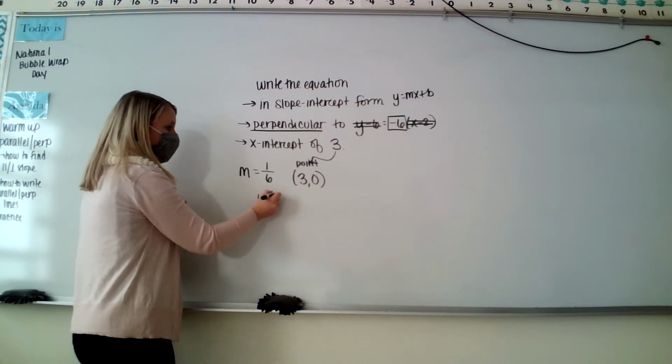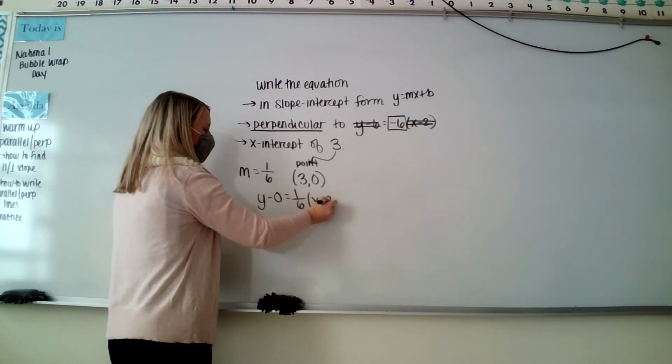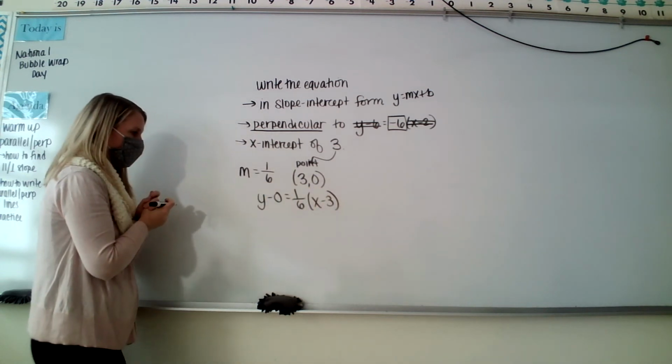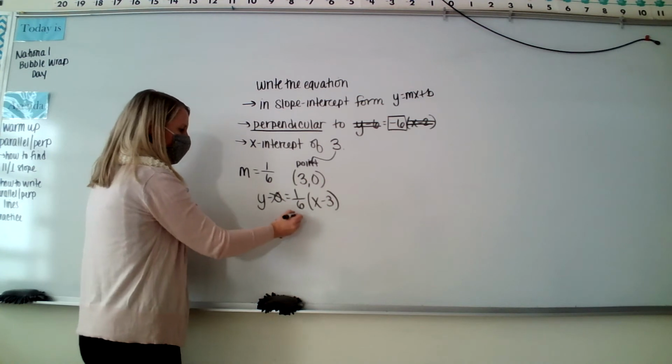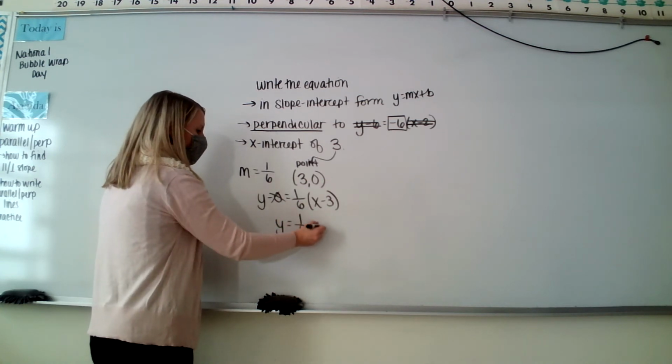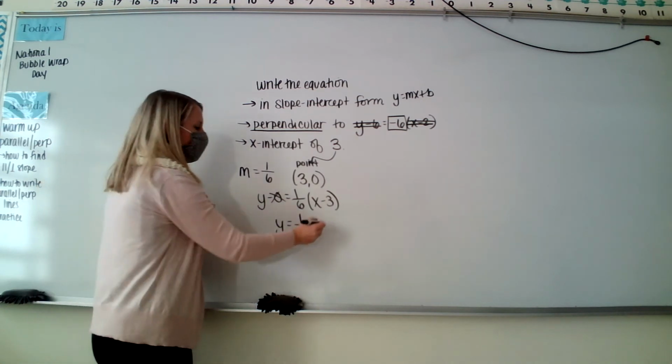y minus 0 equals 1/6 (x minus 3). So I don't even care about the 0, right? So it's just y equals, and I distribute in: 1/6 x minus 1/6 times 3 is 3/6, which I can reduce to 1/2.